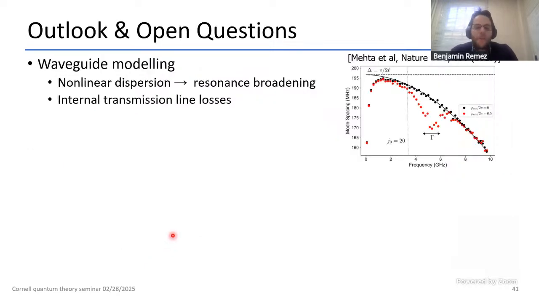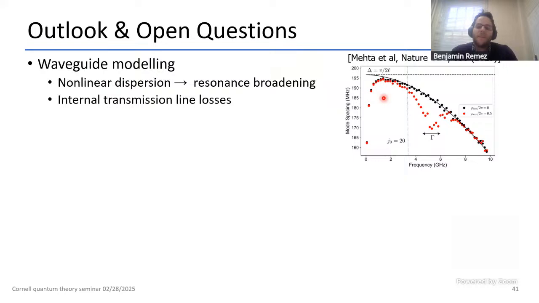So I'll wrap up with a few open questions. One is we made a few charitable assumptions when we modeled our waveguide. For one, we assumed a nonlinear dispersion of a waveguide. So say that the velocity in the waveguide is constant. That's generally speaking not true.